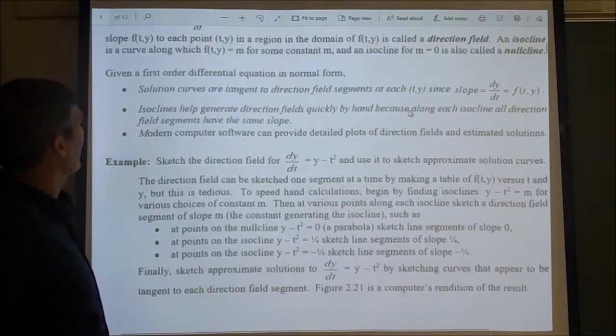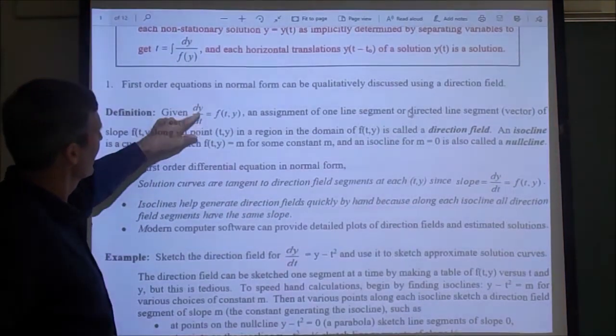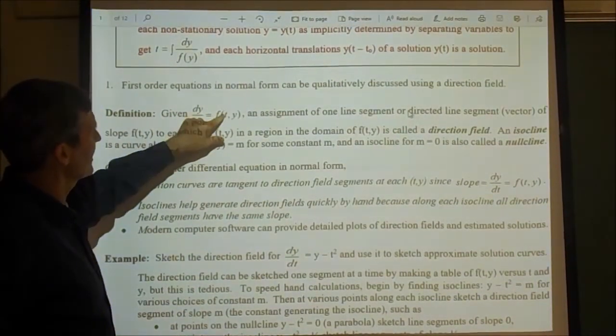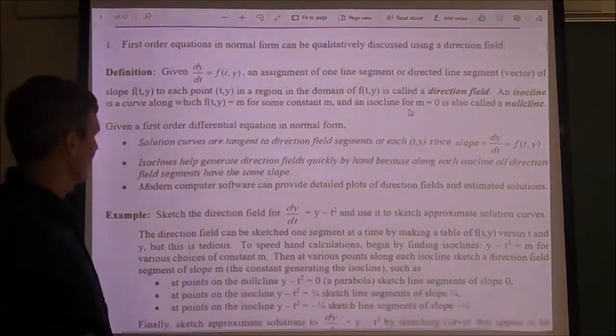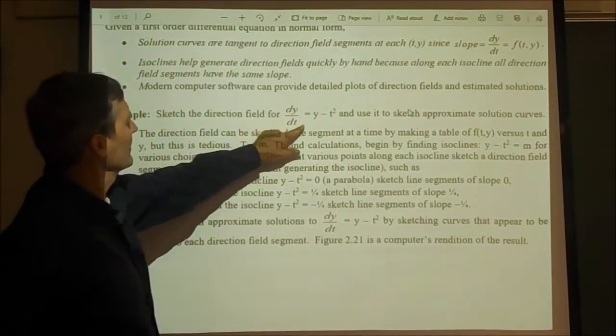That's a solution, right? The solution has to be tangent at every point. That's what the differential equation says. The slope of the tangent line of the solution is equal to the slope of the line segment that you drew. f of t,y is the slope.